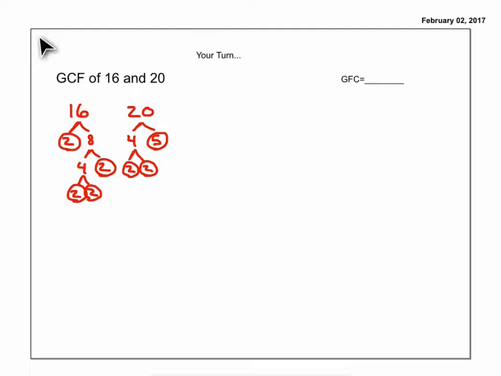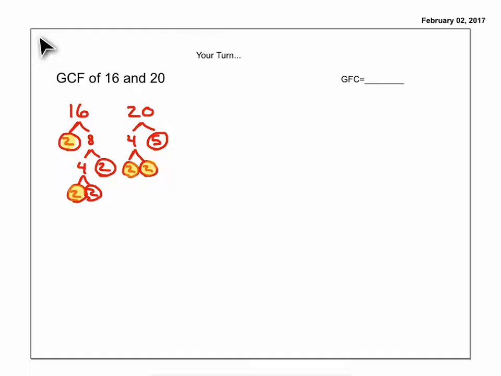Now again, we need to go through and highlight the factors that they both share. What factors do they both share? Well, we have a 2 here, and we have a 2 here. We have another 2, and another 2, and that's all the factors they share. So they each share two 2's.